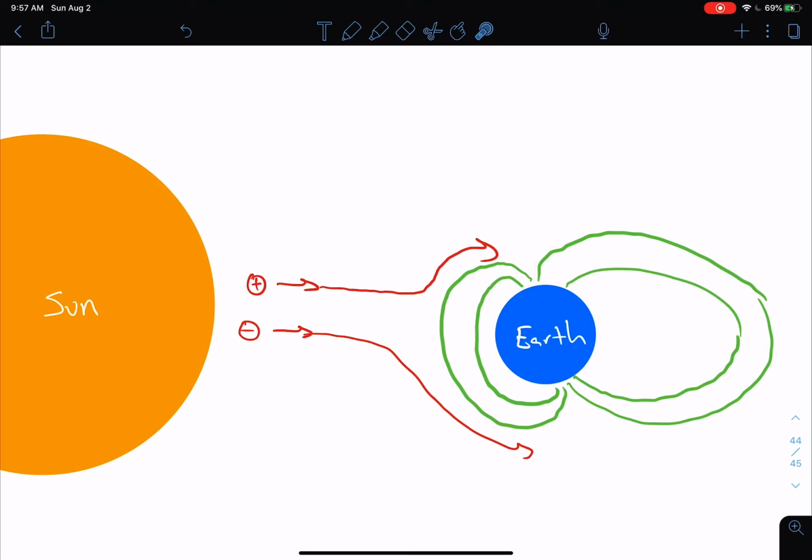And the light that comes off is actually because these particles, these solar wind particles, come down and they collide with molecules in the air. It's a very energetic collision, and as a result, light is given off.